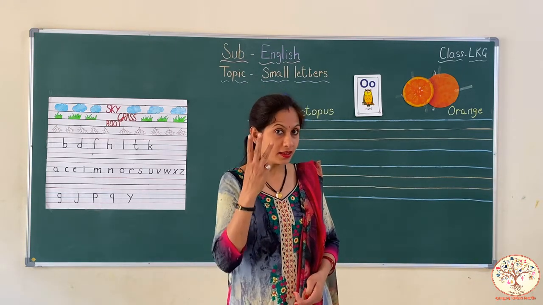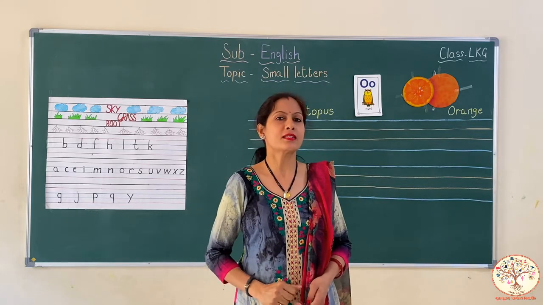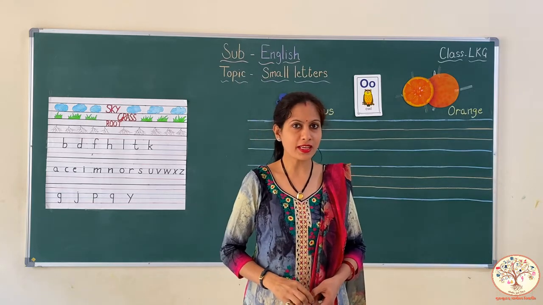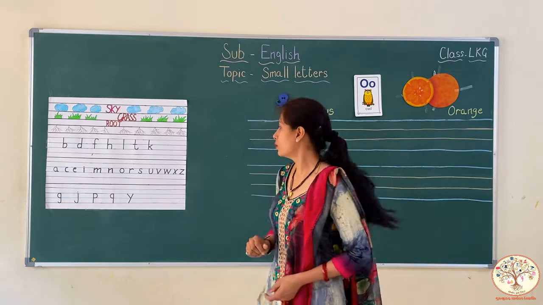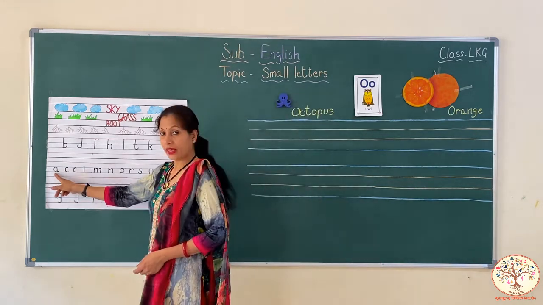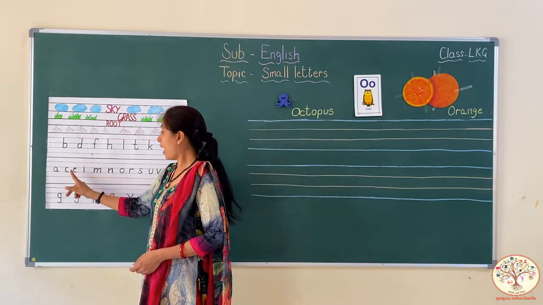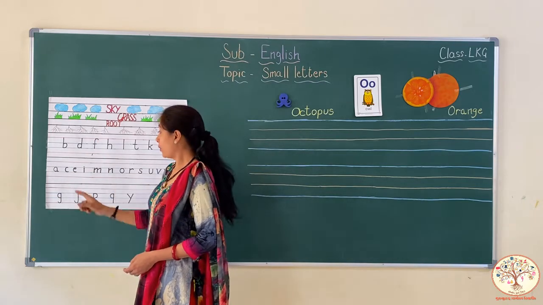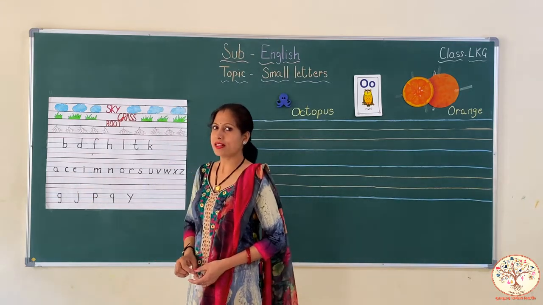In this series, we have learned three letters. Do you remember which were they? Let me tell you. They were A, C and E. Okay, I hope you can write these letters.